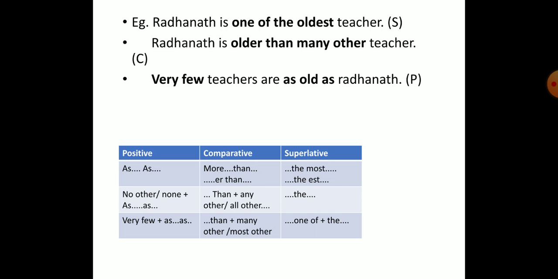On the other hand, if my positive starts with "very few" or "not many", then my dear students, in the comparative I will have "many other" or "most other", and in the superlative I will have "one of" before the superlative degree. Let's see the next slide.